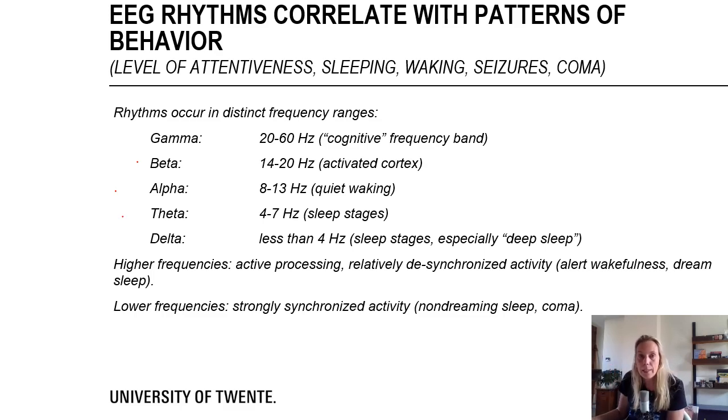Theta activity is related to 4 to 7 hertz. It belongs to the sleep stages. And delta, less than 4 hertz, belongs to when you are in deep sleep.